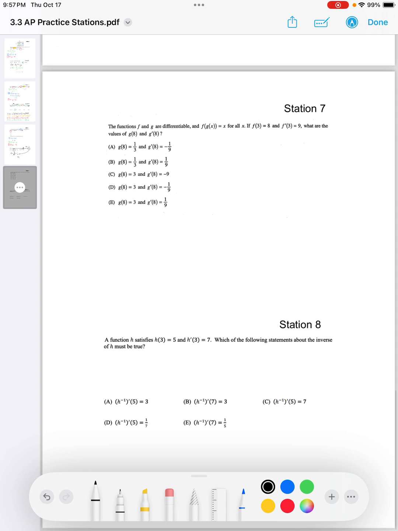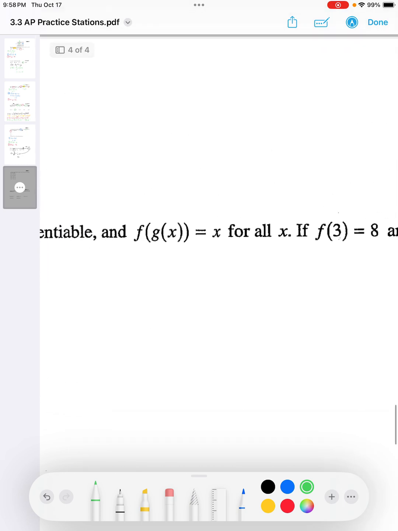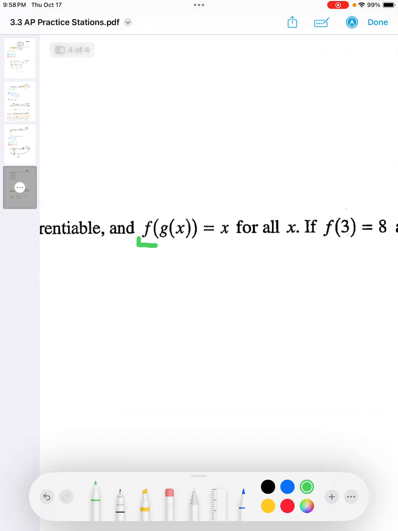All right, station number 7. As we're looking at station number 7, oh, this one writes it in a different way. All right, as it looks at this one, it's going to say this right here. f of g of x equals x. And what that's saying is these two functions are completely undoing one another to end up getting that x value. So these functions are inverses.